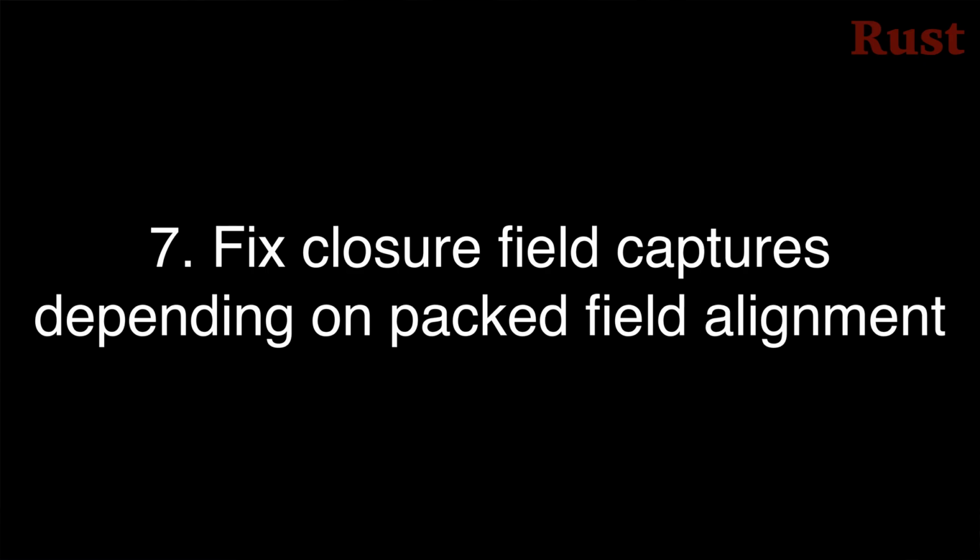Number 7, a bug has been fixed. How a closure captured a public field from a packed struct depended on the alignment of that public field. Hey, we just talked about how to configure the alignment in packed attributes. But that public field's alignment could change if a private field in the struct changed, which means a private change could affect public behavior. This is a corner case that probably didn't affect many people, but it's fixed now.